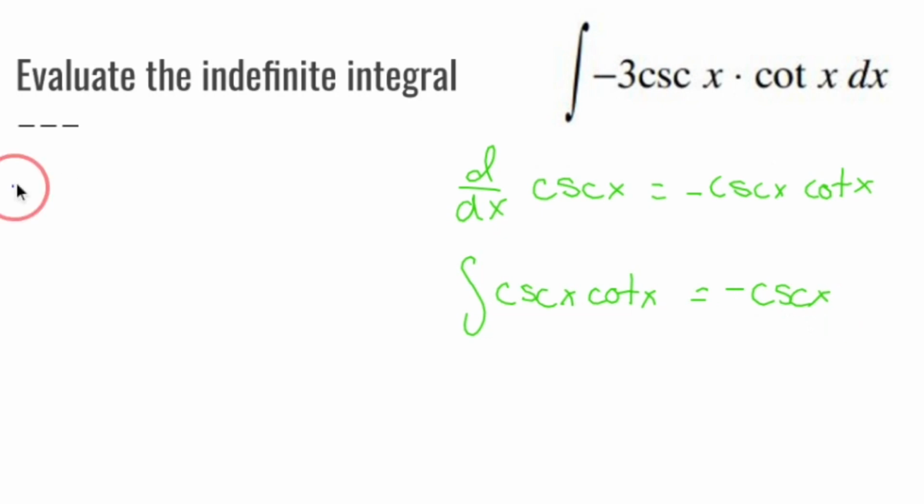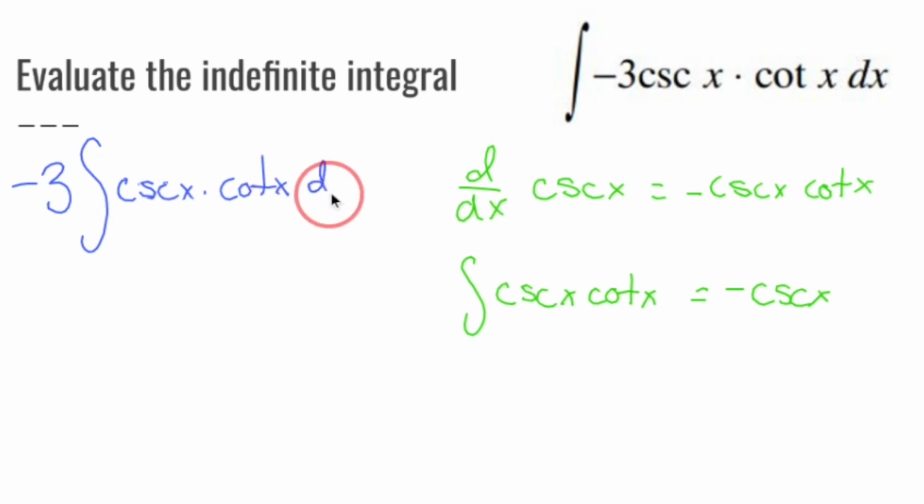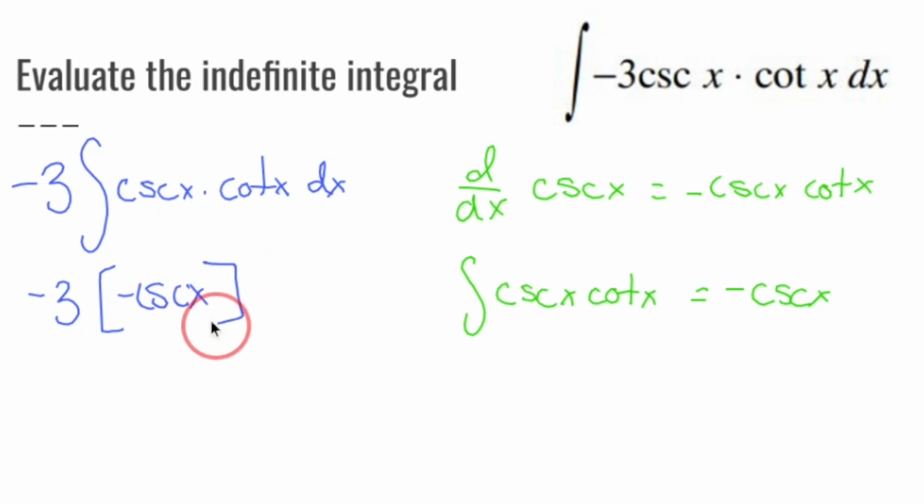What I'm going to do is rip out that negative 3 because I can. I have the integral of cosecant x times cotangent x dx. I now know that the integral of cosecant x cotangent x is negative cosecant x, and then we're going to attach that plus c. So negative becomes positive: 3 cosecant x plus c. That's my derivative. Nope, just kidding. That's my integral. I need to take a break.